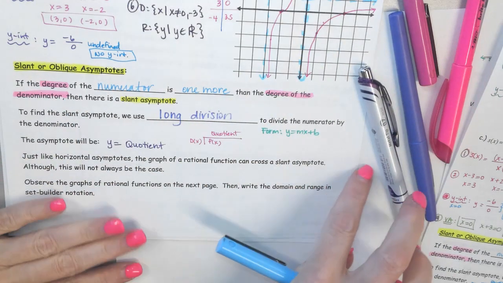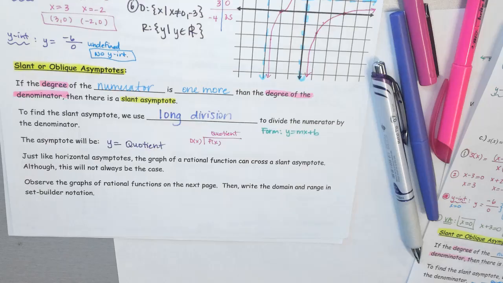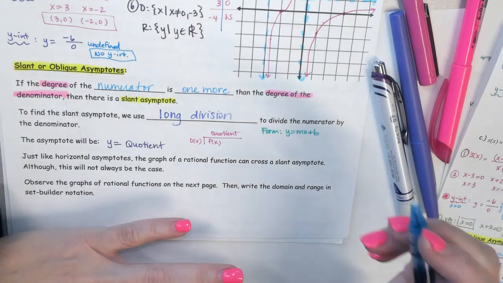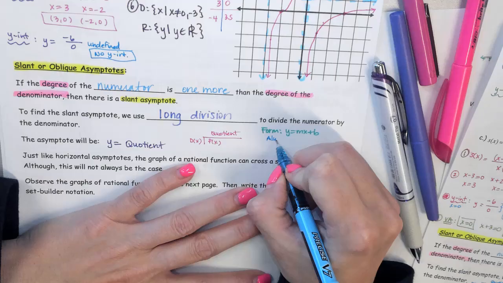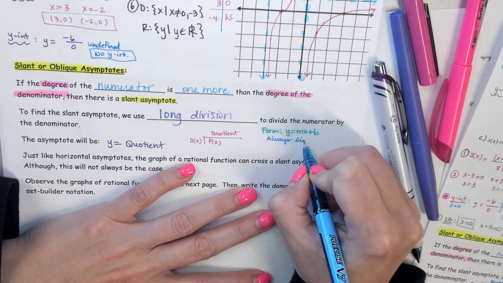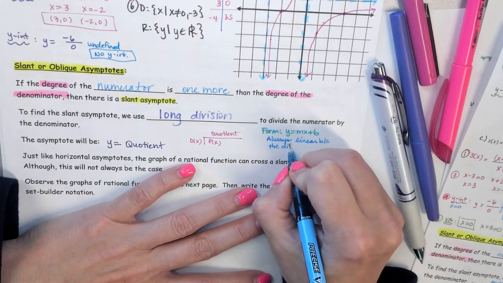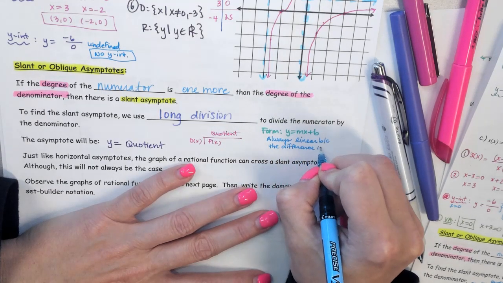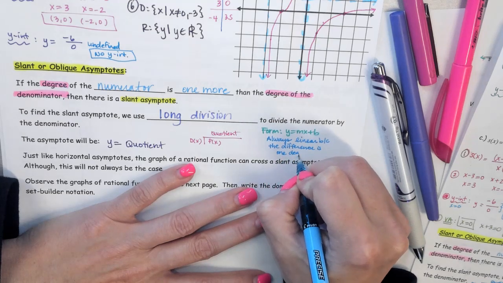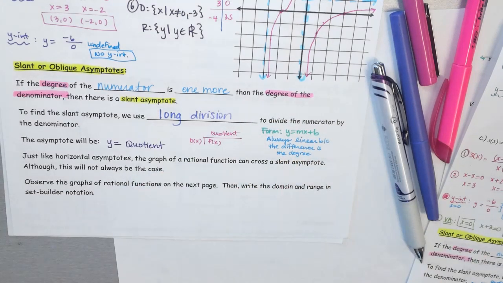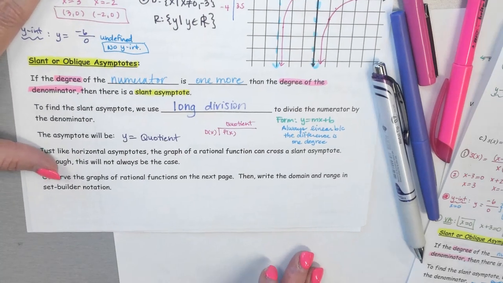And remember, we said the degree of the numerator is one more than the degree of the denominator. So they have a difference of 1 degree. That is why it is always linear. If you were to get x squared when you divided, that would not be the correct situation to produce a slant asymptote.